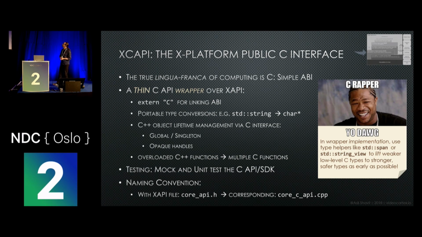Our third layer is what I call the cross-platform public C interface, or the XCAPI, if you will. I think we mentioned this yesterday at the user group. The true lingua franca, the common language of computing, is C. There is no hardware platform, at least these days, that doesn't have a C compiler. Every vendor knows that if it brings out a new chip, it must come with a C compiler, and generally it doesn't come with anything else besides the C compiler. So C is the lowest common denominator of all programming languages.